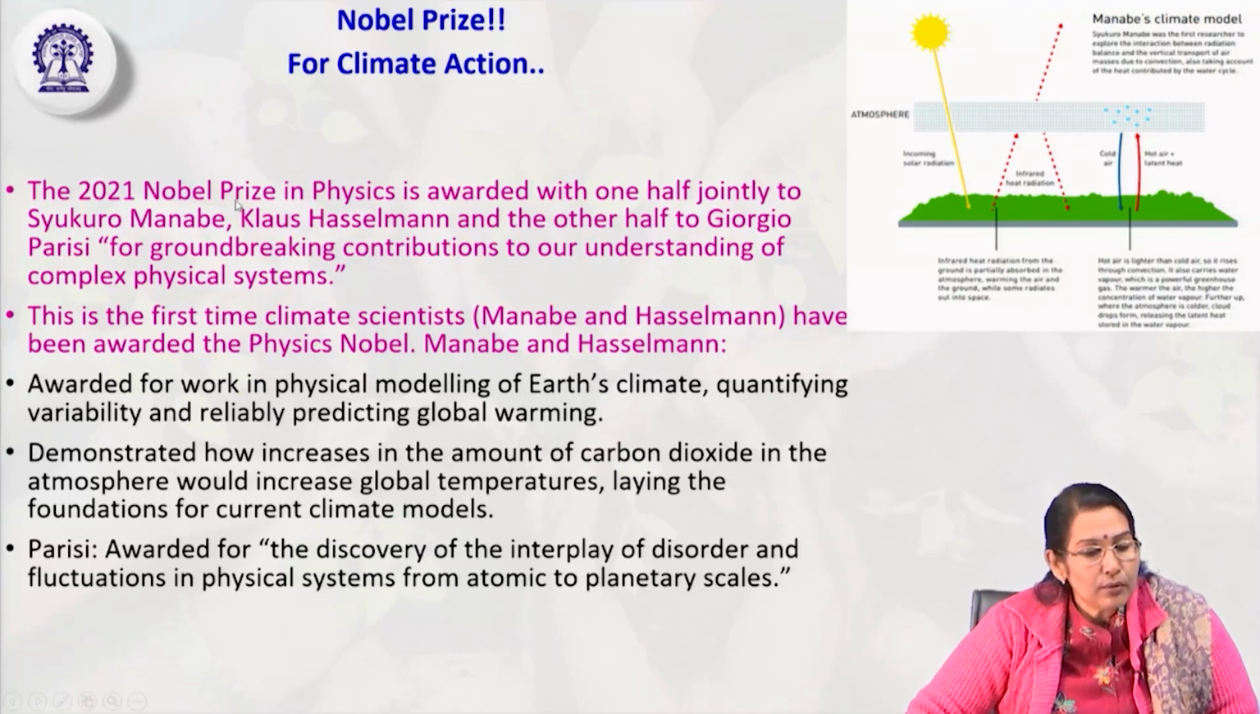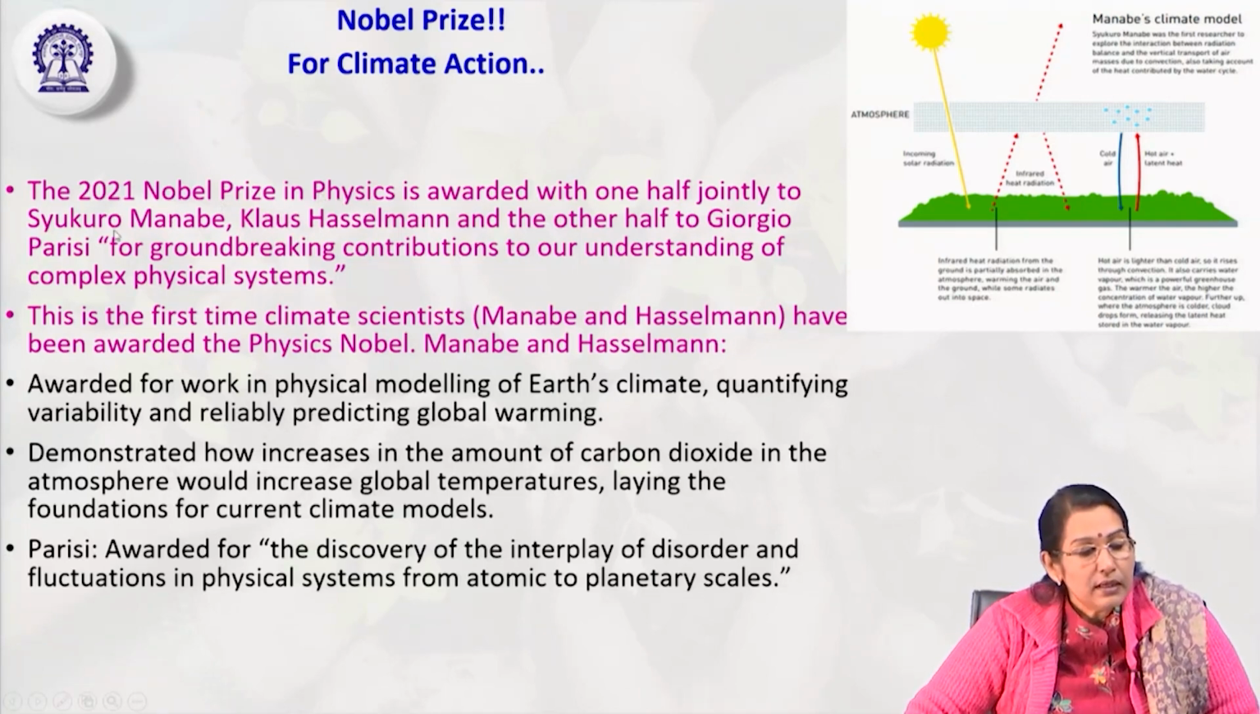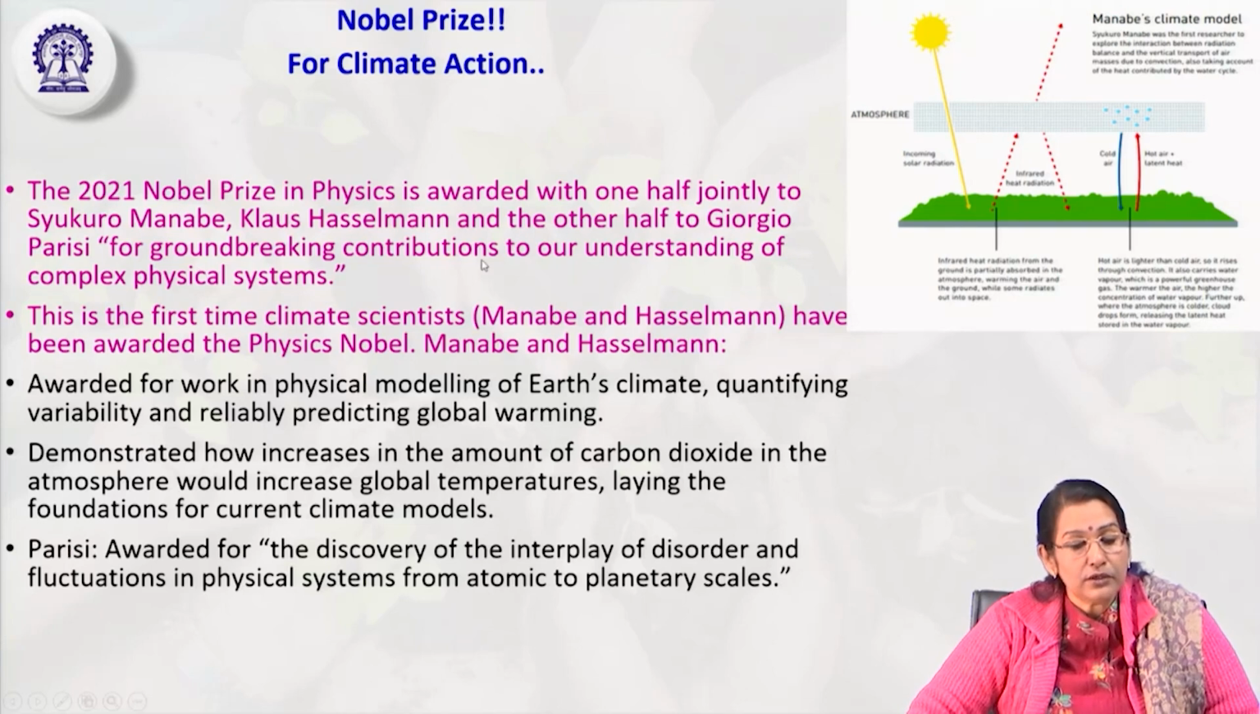So, the 2021 Nobel Prize in physics is jointly awarded to Syukuro Manabe and Klaus Hasselmann, and the other half to Giorgio Parisi, for the groundbreaking contribution to our understanding of complex physical systems. These kinds of things should be disseminated properly, so that more and more students and professionals will be engaged in energy research and development.